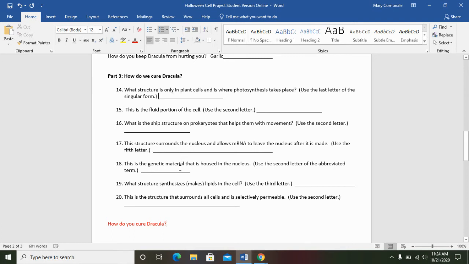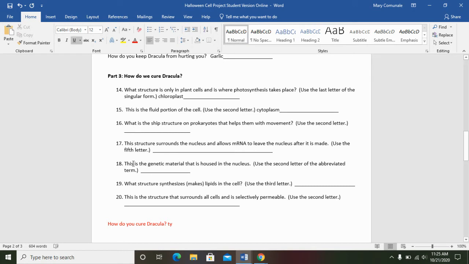What structure is only in plant cells and where photosynthesis takes place? The little green guy is the chloroplast. This is the fluid portion of the cell. It's that jelly-like stuff. The cytoplasm.